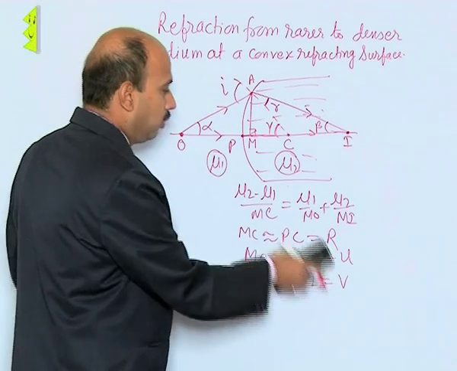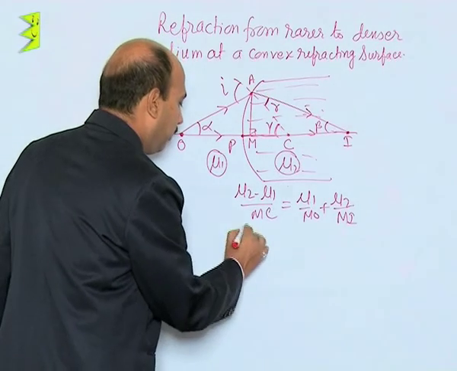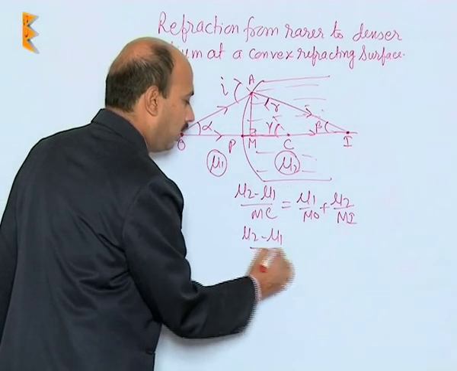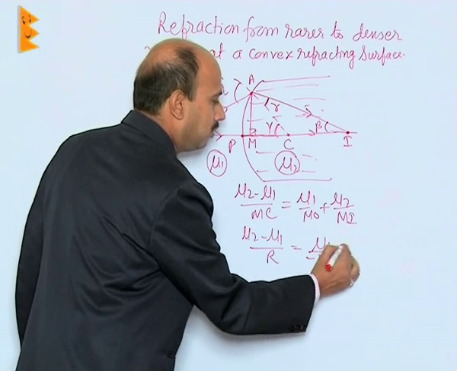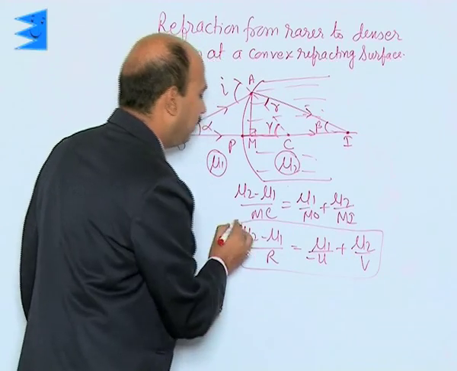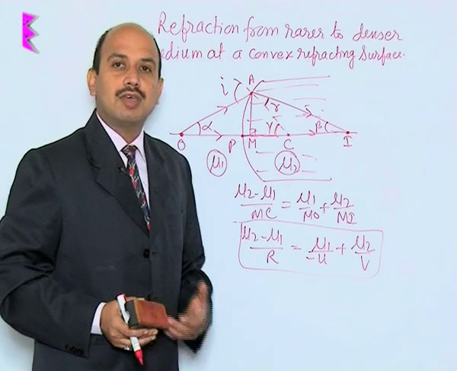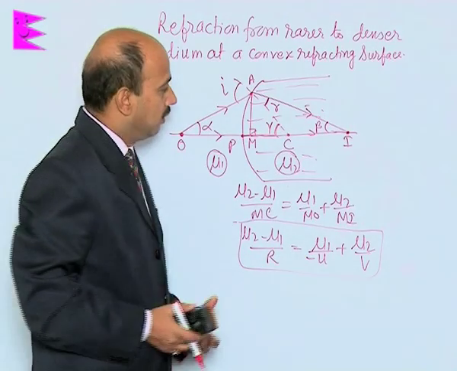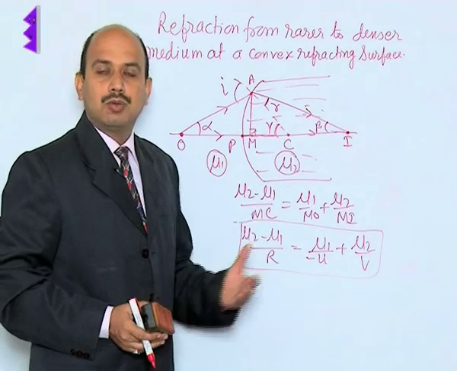Put all these values over here in this equation. So the relation will become (mu2 minus mu1) upon R is equal to mu1 upon minus u plus mu2 upon v. So this is the relation between refractive index, object distance, image distance and radius of curvature for a convex surface when the refraction is taking place from rarer to denser medium.